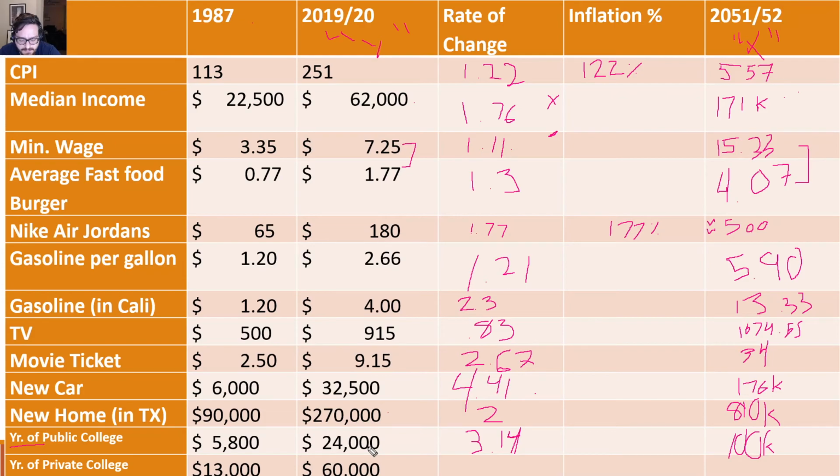60 minus 13 divided by 13, 3.62. It's even bigger. I take that, I multiply it by 60. I add 60. $277,000 per year for private school.